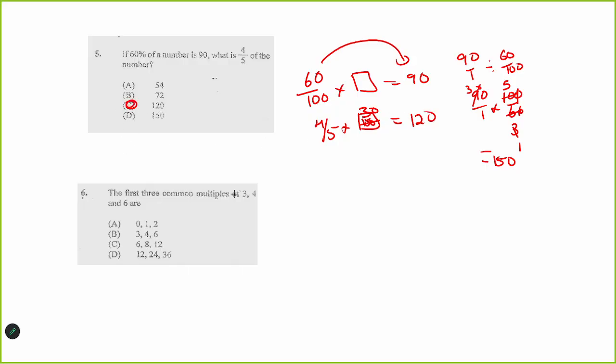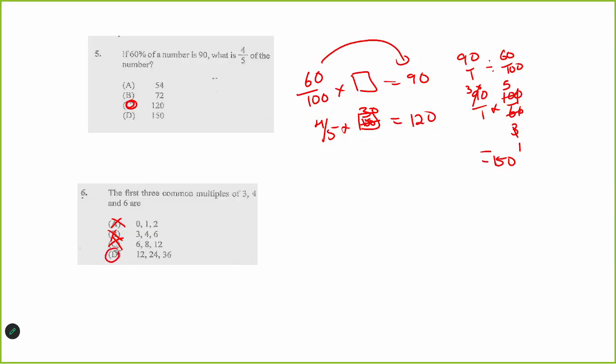The first 3 common multiples are, so multiples are the numbers that these numbers could go into. Right? So you know that 3 could go into 0? No. Can 3 go into 3? Yes. But can 3 go into 4? No. Can 3 go into 6? Yes. Could 3 go into 8? Yes. 3 could go into 12? Yes. Right? Let's try 4. 4 could go into 6? No. So this will not be the answer. All of them have to go into each and every number.